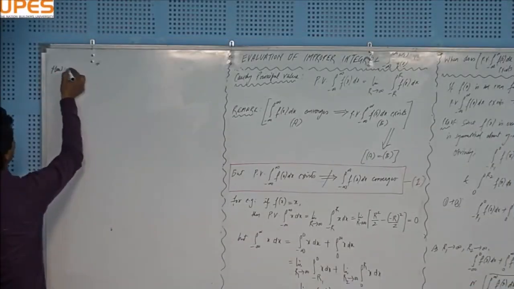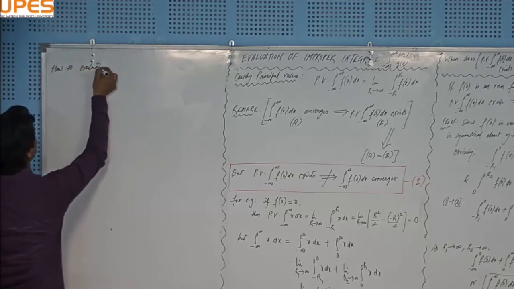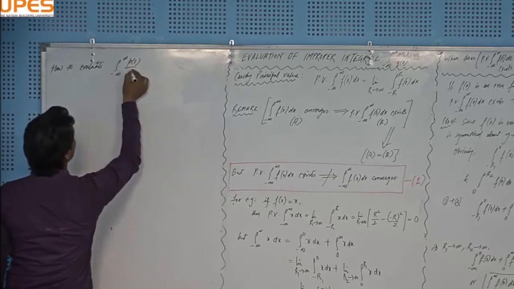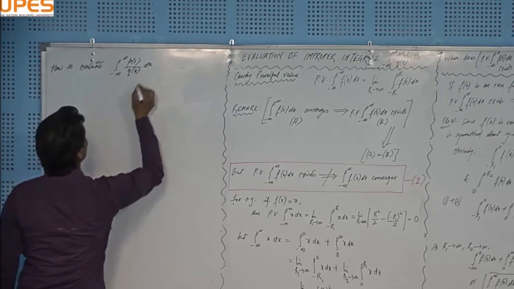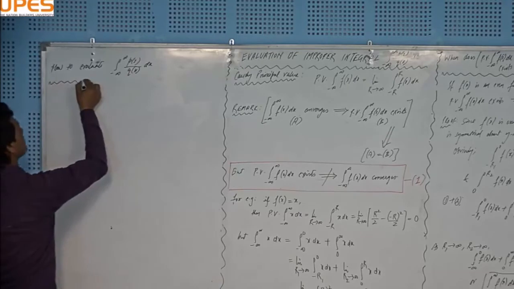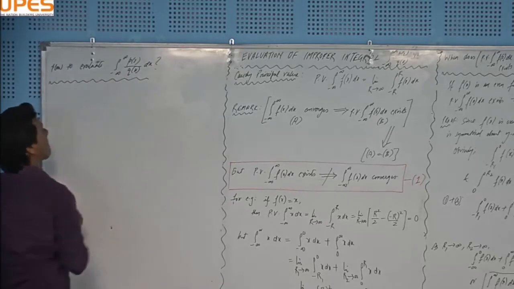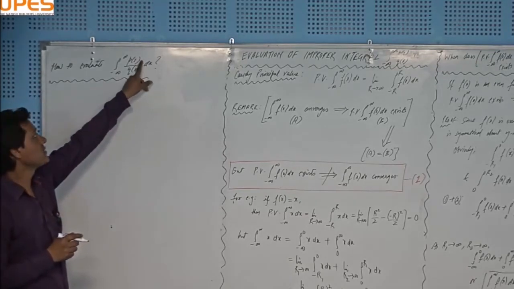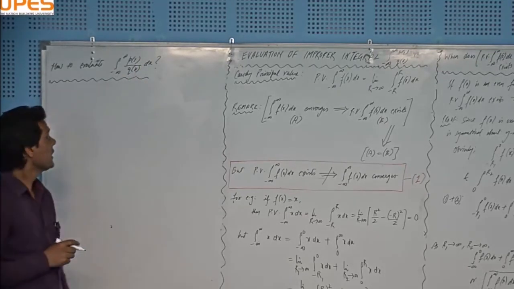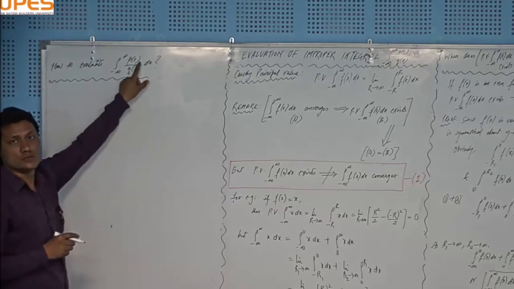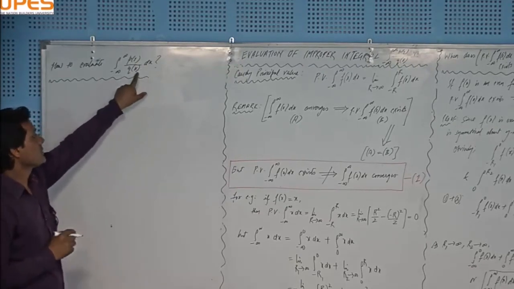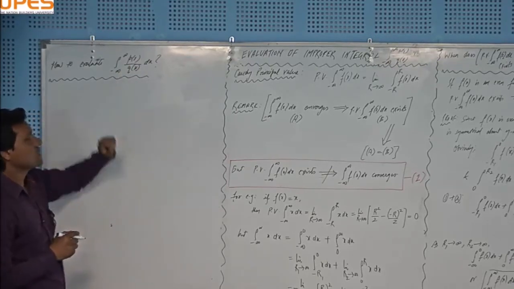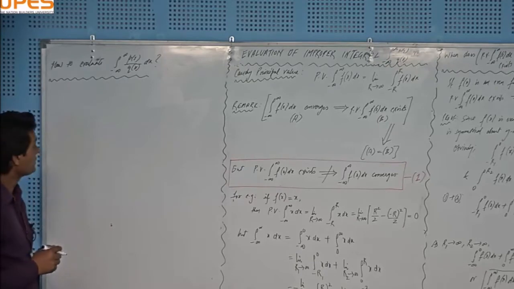So how to evaluate the integral minus infinity to infinity P(x) over Q(x) dx. The first important point is that this function is a rational function, P(x) and Q(x) are polynomials, and they don't have a common zero, meaning they don't have common factors. First thing is that, and this rational function should be continuous inside this interval minus infinity to infinity.